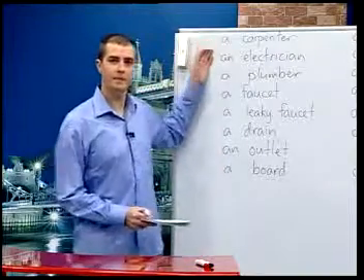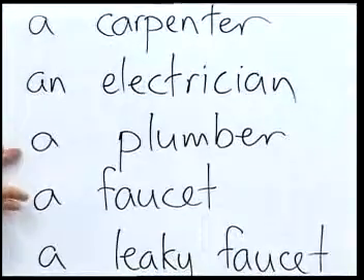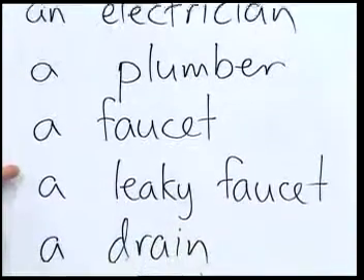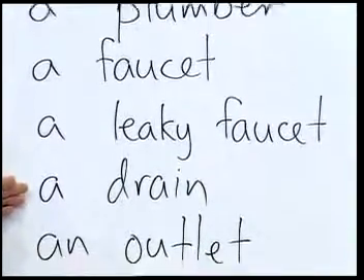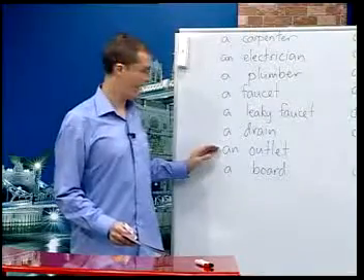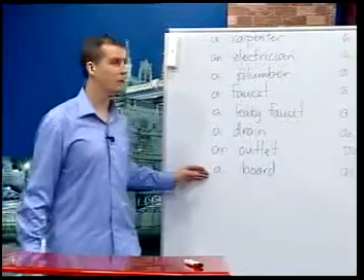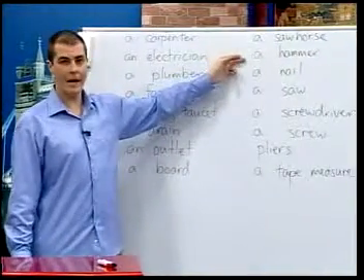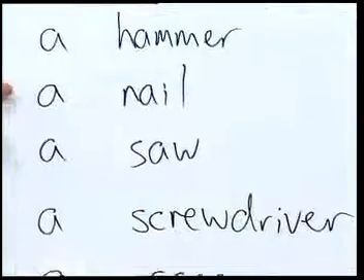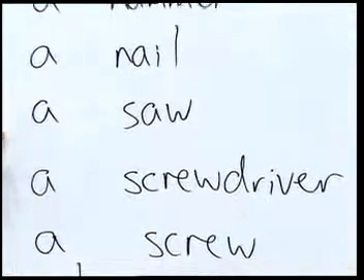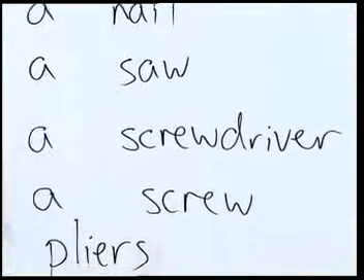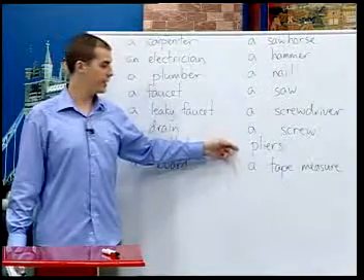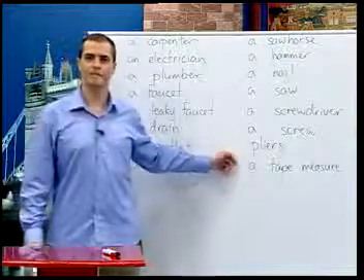A carpenter, an electrician, a plumber. A faucet, a leaky faucet. A drain, an outlet, and a board. Over here we have a sawhorse, a hammer and a nail, a saw, a screwdriver and a screw, pliers, and finally a tape measure.